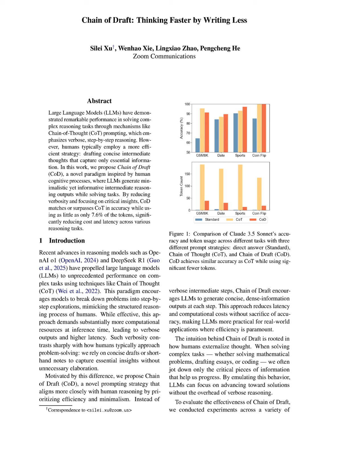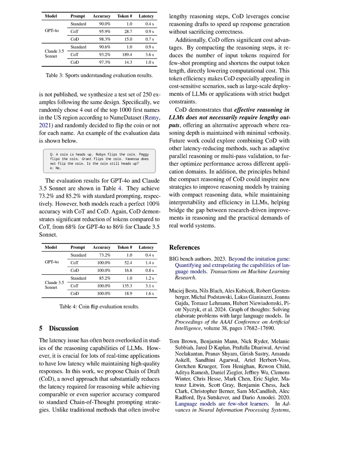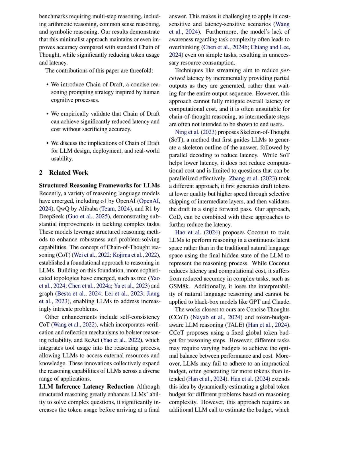The chain of draft COD approach offers significant theoretical and practical benefits over the standard chain of thought COT prompting. Firstly, COD enhances efficiency by reducing the average output token count by approximately 80% and cutting latency by up to 76.2% for models like GPT-4o, making it more suitable for cost-sensitive and latency-sensitive applications. In terms of accuracy, COD maintains a high performance level, achieving 91% accuracy in arithmetic reasoning, which is only slightly lower than COT's 95%, while still providing concise outputs.